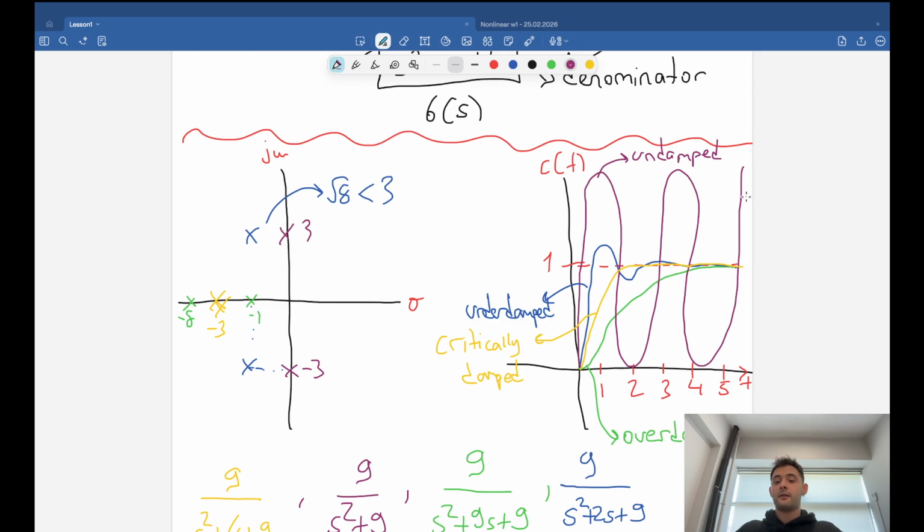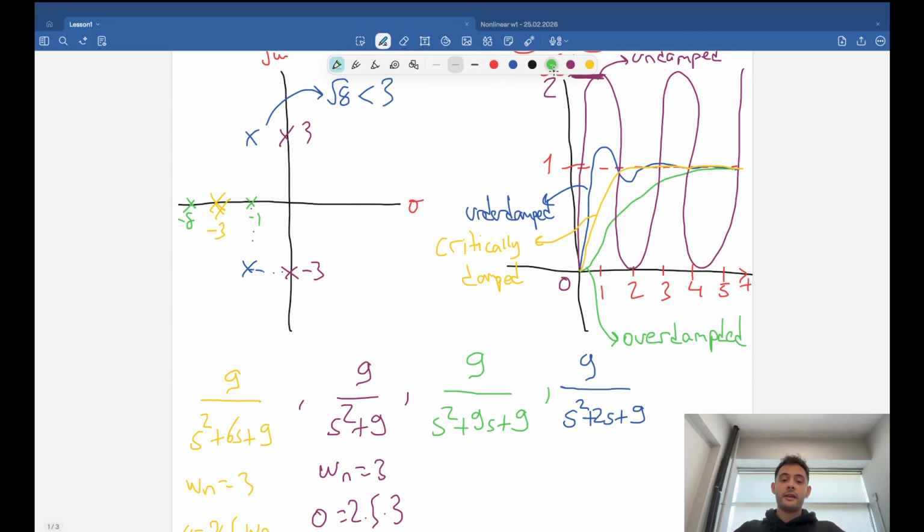You can say, isn't that unstable? No, we call it unstable on this level if it reaches out to infinity, but it doesn't go to infinity. It makes some oscillations inside some certain values. Let's say here is 2 and here is 0. It's undamped but restricted. It doesn't reach out to infinity. Let's go to the green one.